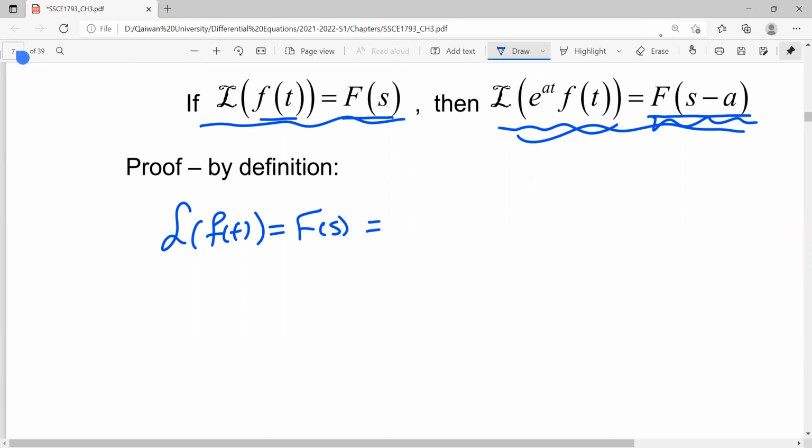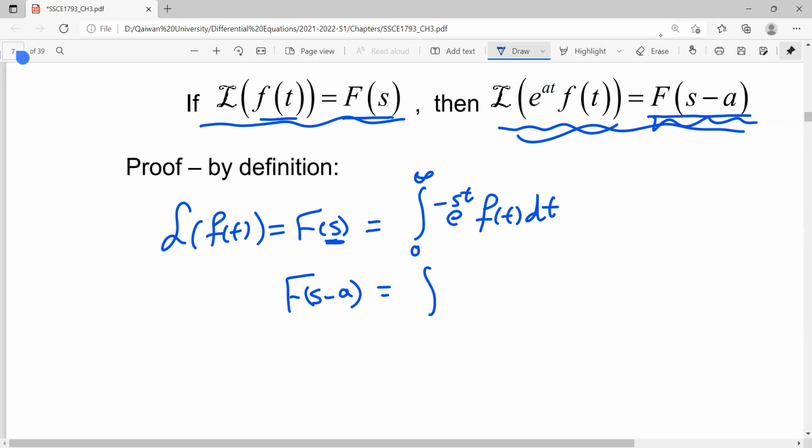And this equals the integration from 0 to infinity of e to the power minus st multiplied by f of t dt. Okay, how about F of s minus a? Here, F of s is the integral of e to the power minus st f of t dt. How about F of s minus a? We replace each s by s minus a.